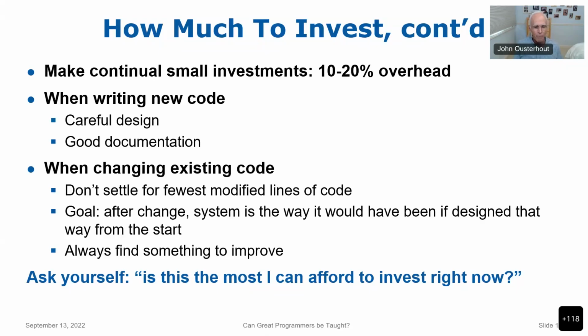So what I would say is ask yourself, is this the most I can afford to invest right now? Look in the mirror and ask yourself that question. And then go ask your boss. Say, boss, is this really, truly the absolute most we can afford to invest right now? And then have your boss ask their VP the same question. And just do the most you can. And if you ask yourself that question, I think you'll find you can probably invest a little bit more than you're currently investing.